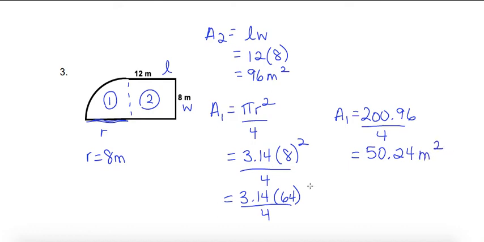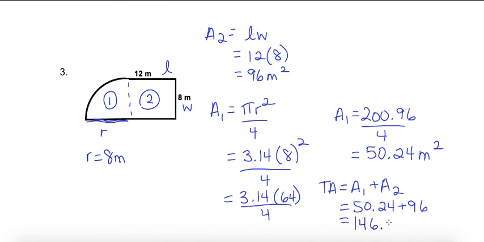So the last step for composite figures is to find the total area. The total area in this one is A1, or the area of my quarter of a circle, being added to the area of my rectangle, or 50.24 plus 96, which gives me a final answer of 146.24, and my units are meters squared.